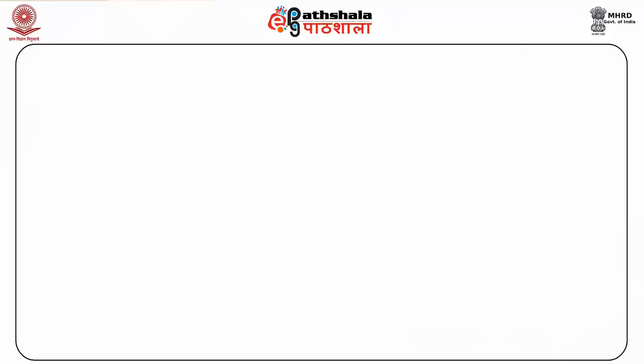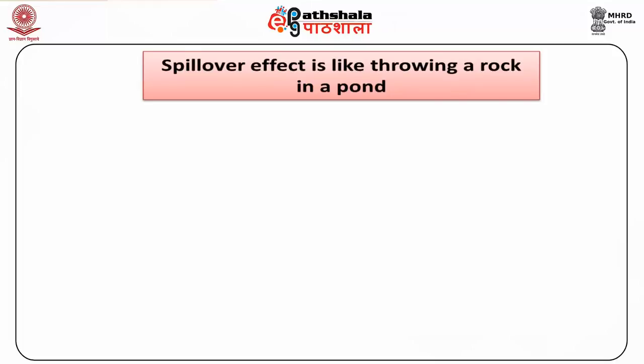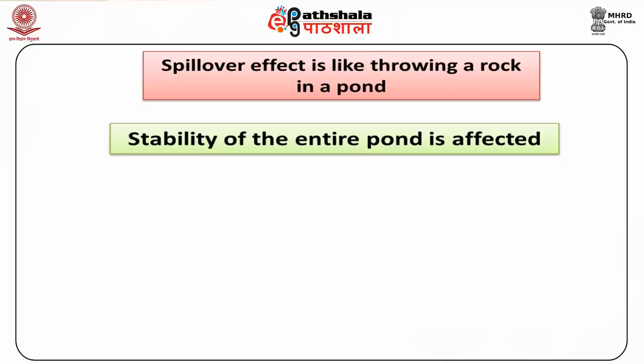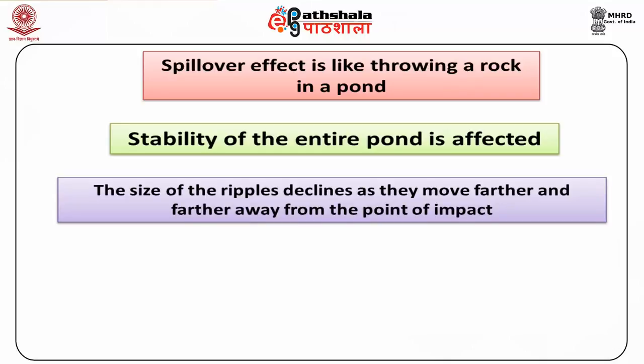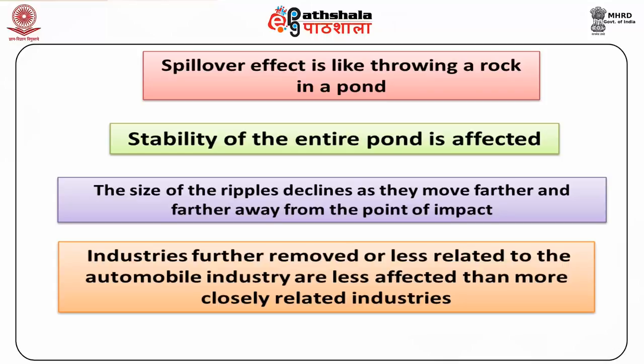Thus, in simple words, spillover effect is like throwing a rock in a pond and examining the ripples emanating in every direction until the stability of the entire pond is affected. The size of the ripples declines as they move farther and farther away from the point of impact. Similarly, industries further removed or less related to the automobile industry are less affected than more closely related industries.